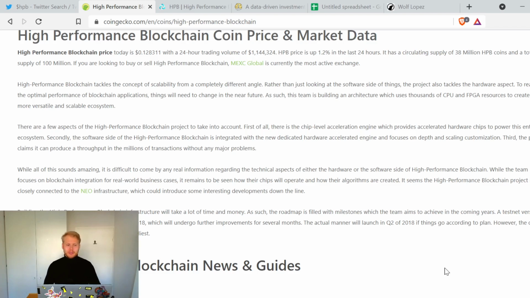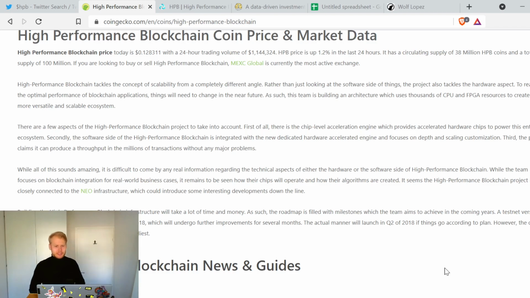scalability product? While all of this sounds amazing, it's difficult to come by any real information regarding technical aspects of either the hardware or the software side of High Performance Blockchain. While the team mainly focuses on blockchain integration for real-world business cases, it remains to be seen how their chip will operate and how their algorithms are created. It seems that the High Performance Blockchain project is closely connected to NEO infrastructure, which could introduce some interesting developments down the line. Building the infrastructure will take a lot of time and money.